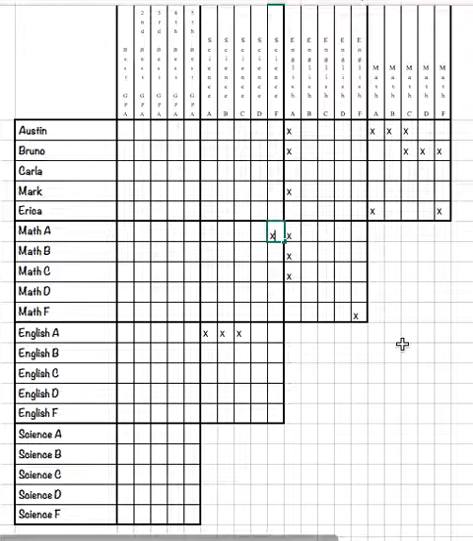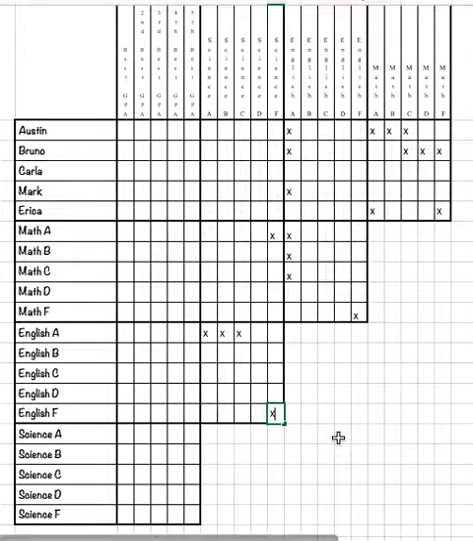All right, and then one other piece of information that comes from this is that the student who got the worst grade in English is not the same person as the student who got the worst grade in science. So English F is not the same person as Science F.